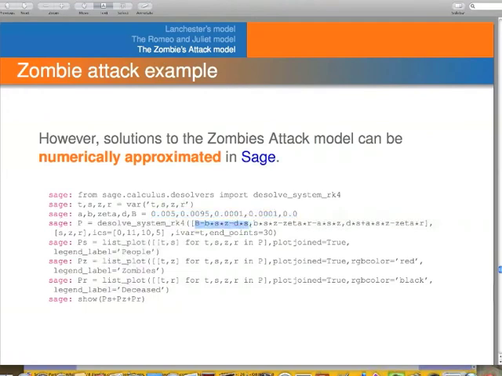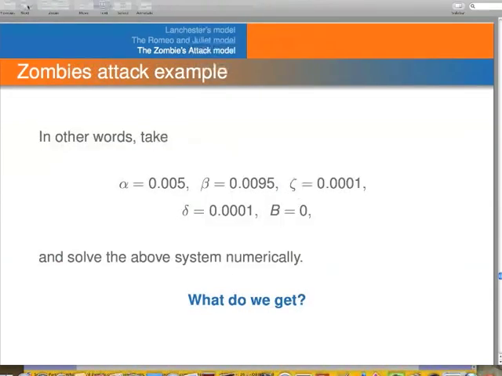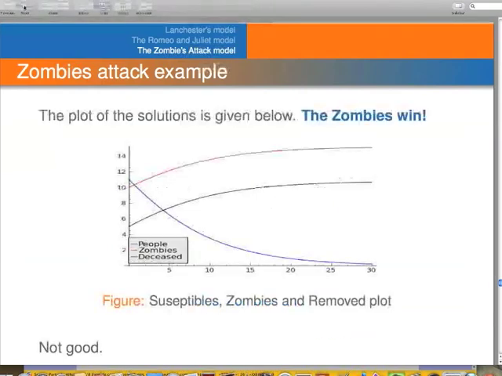Here's the system of differential equations. That's s prime, z prime, and so on. And now we want to plot each one of those. We'll solve numerically for s and z and r, and then we want to plot each one of those. This is the way you plot a list of points that this function returns here. And we show them all on the same graph. Oh, I'm just reminding you here what alpha and beta are, and there's no birth rate here. So what do we get with these constants?